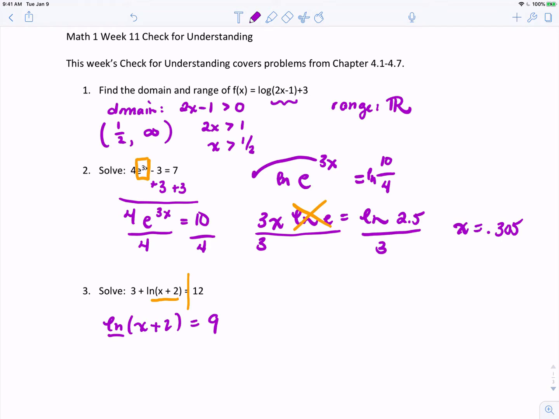Since this is a natural log, we know that the base is e. So e to the 9th is equal to x + 2. To solve for x, we simply subtract 2. So e to the 9th minus 2 is equal to x. If we wanted to do an approximation for that, we would say that x is roughly equal to 8,101.08.